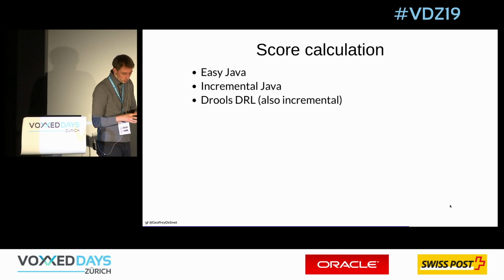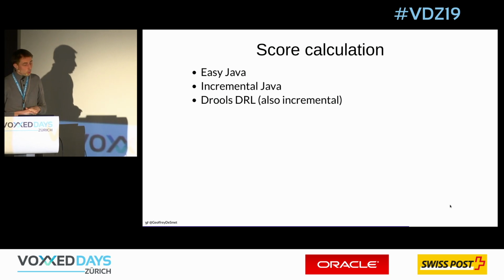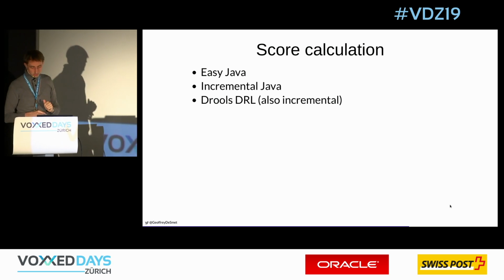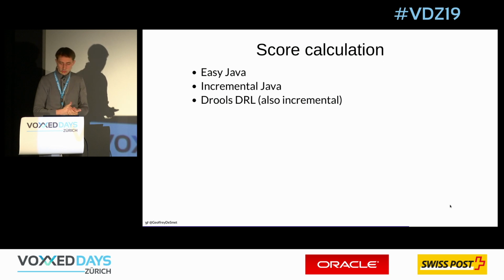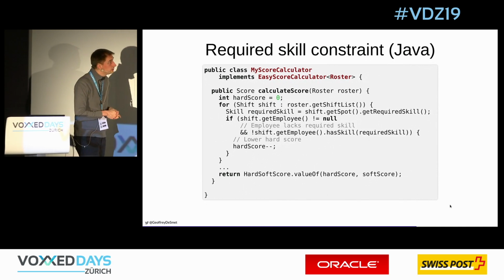And we're working on a 4th form called Constraint Streams, which I haven't added here yet, which is on top of the rules, but you write it in plain Java with functions and so forth. And then we gave you also an advantage there. So let's take a look at the easy Java implementation.